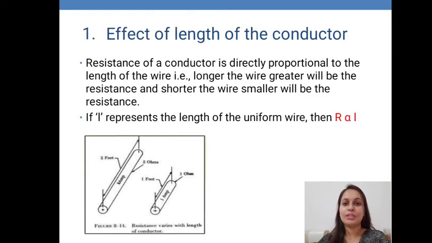Let's start with the length. The resistance of any conductor is directly proportional to the length of the wire. It means the longer the wire, the greater will be the resistance, and the shorter the wire, the smaller will be the resistance. So, resistance is directly proportional to the length of the conductor.